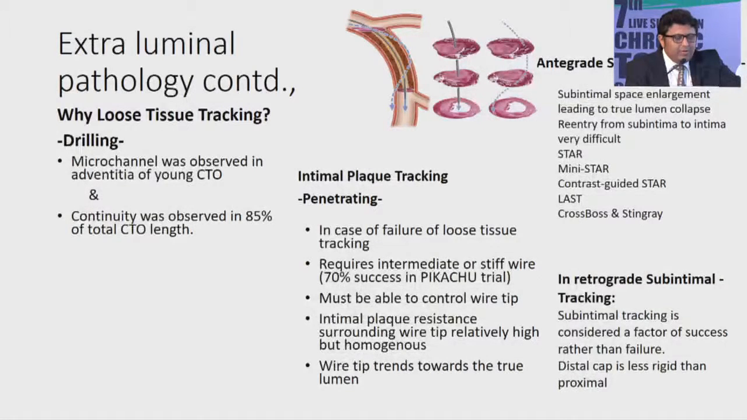The loose tissue tracking is through the microchannels, which was observed in adventitia of young CTOs, and the continuity of these channels was observed in 85% of the total CTO length. In case of failure of the loose tissue tracking, it requires an intermediate or stiff wire, which was well achieved by the Pikachu trial, a worldwide trial for which wire to start.